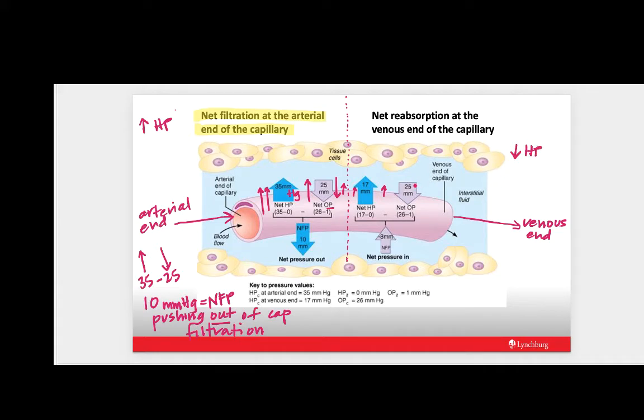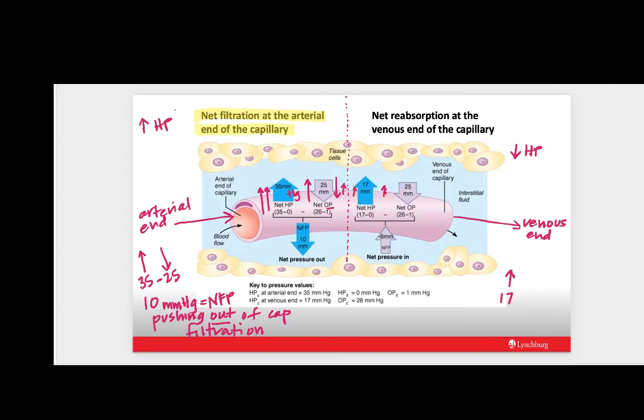So what we see at the venous end of the capillary is a decrease in hydrostatic pressure. But we still have some, so we have an outward pressure of 17 pushing out of the capillary. Now, what's going on with our colloid osmotic pressure? Well, if you look, it's at 25. It's also at 25 here. So it doesn't really change.